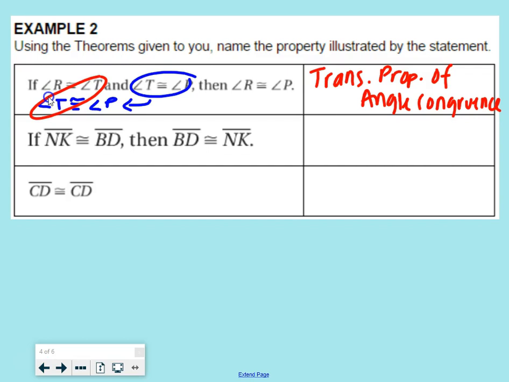Second one, if segment NK is congruent to segment BD, then segment BD is congruent to segment NK. That's just flipping it around. So that's our symmetric property. And we're working with segment congruence, so we would say of segment congruence.